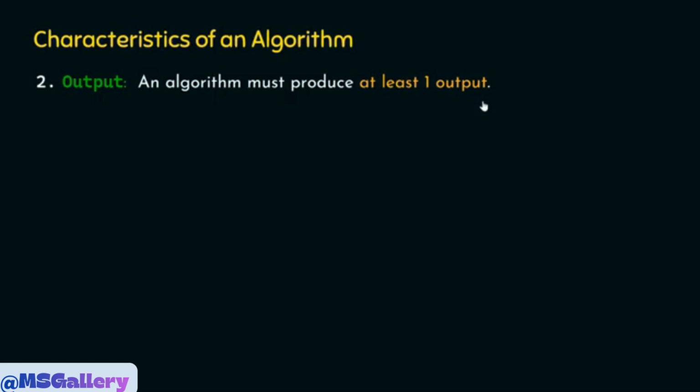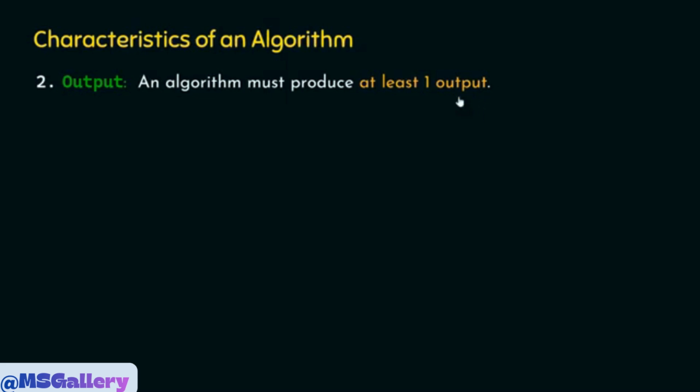It can accept 0 inputs, but it is not possible for an algorithm to generate no output. An algorithm must generate at least one output. It can produce more than one output, but at least one output is mandatory. Then only we can say that the algorithm is valid. Otherwise, we consider the algorithm as invalid.